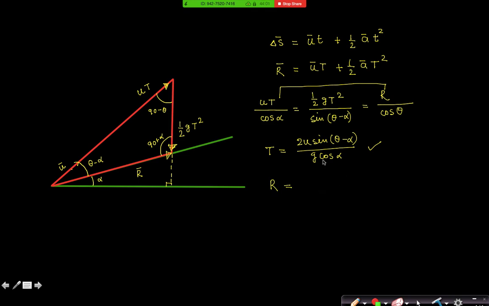Can you find what is the value of R? It is u cos theta by cos alpha into capital T. I will put the value of capital T here. So it is 2u sin(theta minus alpha) divided by g cos alpha.